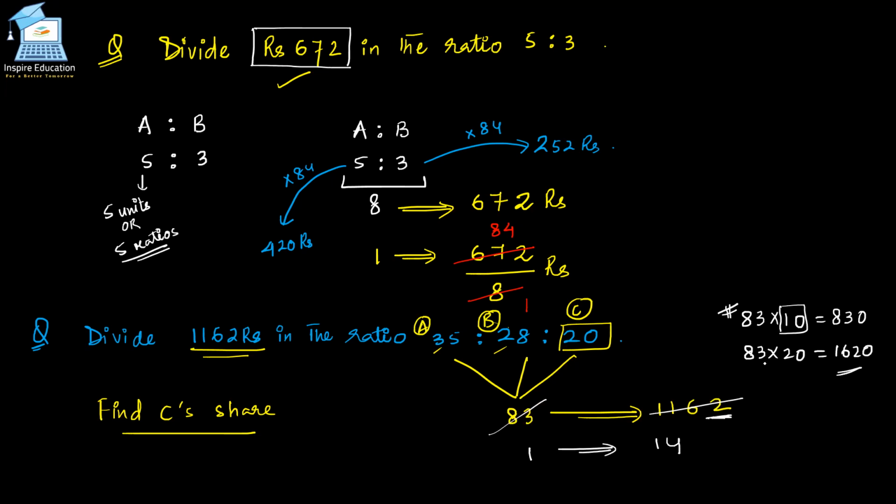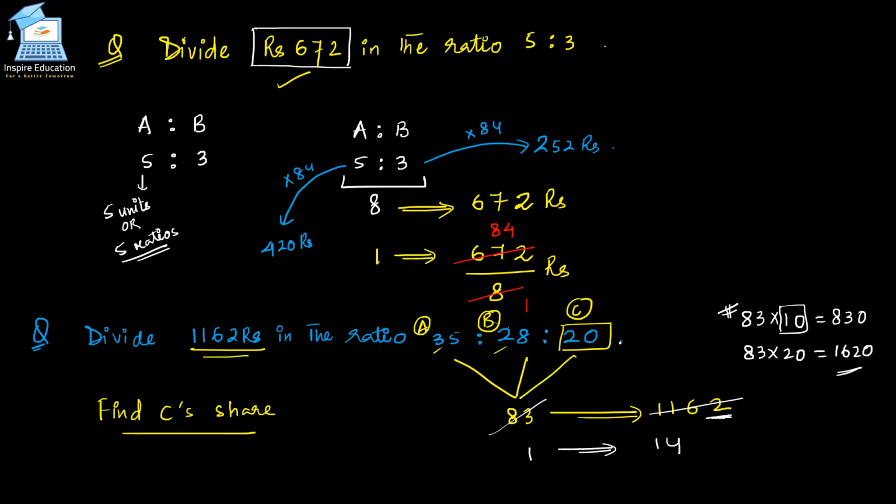So this is the easiest way to get to this number. You don't need to divide 1162 by 83. You don't even know the table of 83. You'll search for numbers, 83 into 1, 83 into 2. So this is a long process. Use your presence of mind.